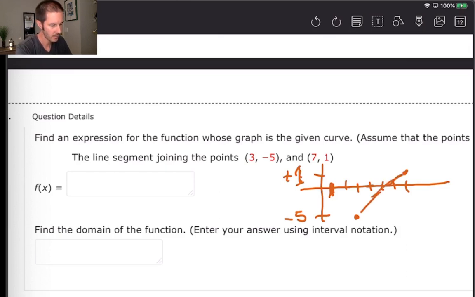And find an expression for the function whose graph is the given curve. Curve is a generic term. In this case, it's a straight line, but it's a segment because it's only part of a line. We're going to need a slope and a y-intercept. In order to find the slope of this line segment, figure out how far did you rise and how far did you run.